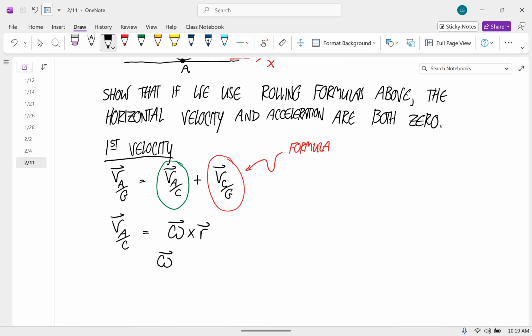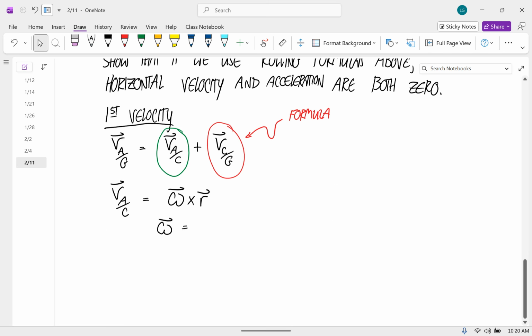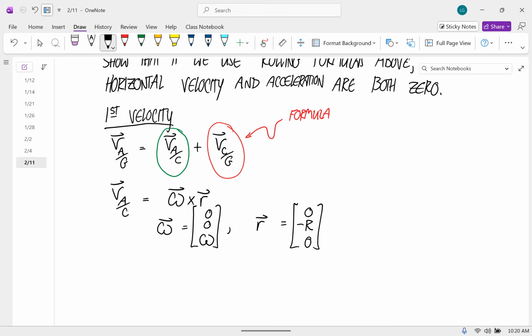What's our omega vector? We just have this angular velocity written as a scalar, but notice that that's a positive omega scalar. According to the right-hand rule, we're talking about an angular velocity vector in the positive z direction, coming out of the board. And so this is 0, 0, scalar omega. And r is from the center of the circular motion to the point that we care about. So 0, negative r, 0. Perfect. 0, negative r, 0. Everyone with me on that?